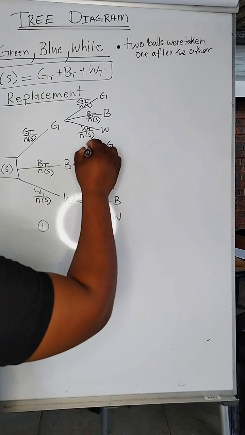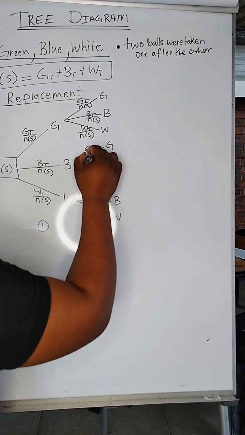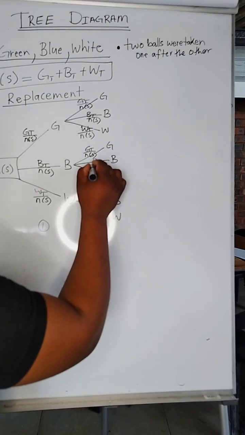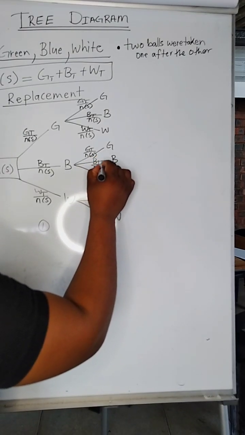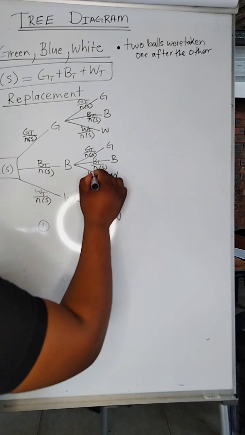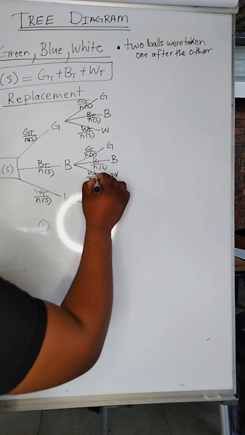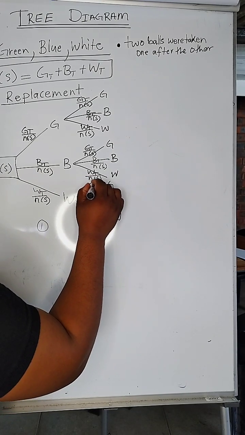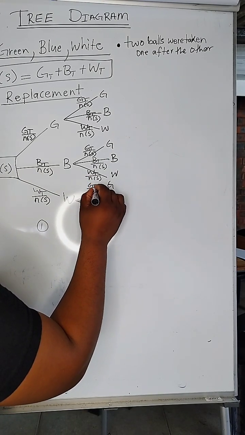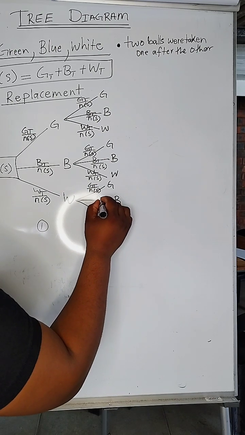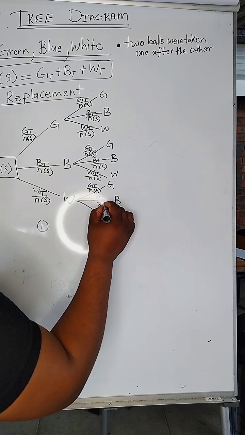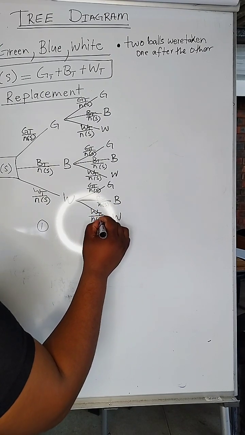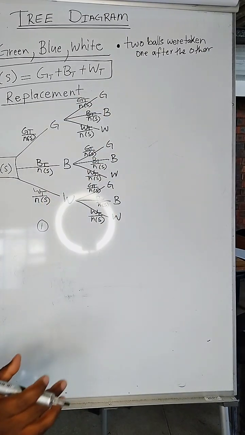Here I'll have again G total divided by n of s. I think now you are getting the trend. B total over n of s. Here I'll have W total over n of s. Here I will have G total over n of s. Here I will have B total over n of s. Here I will have W total over n of s. This is how I will do it.